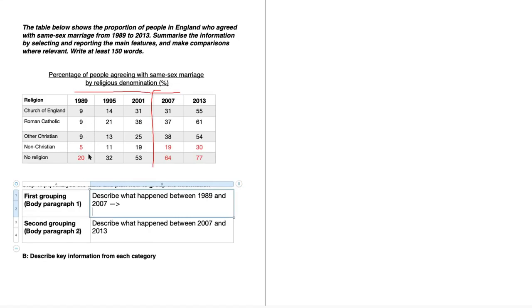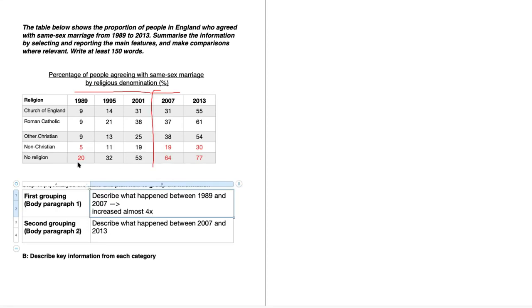From 1989 to 2007, I'm going to talk about how support for same-sex marriage increased almost 4 times. And I'm going to just put an abbreviation here, 4x. I got this 4 times just from multiplying 9 times 4, which is 36. 31 is quite close. 37 is quite close. 38 is quite close. 5 times 4 would be 20. 19 is quite close. And although 64 is quite low, it's not exactly 4 times 20, it's still almost 4 times when you look at the general overview of all of those belief systems.